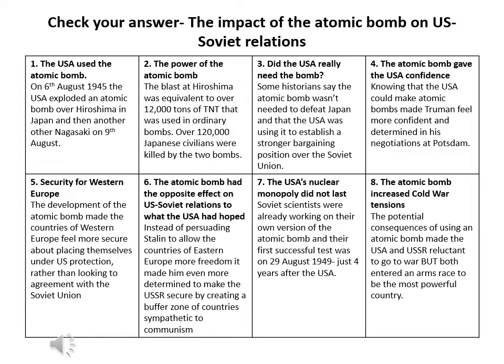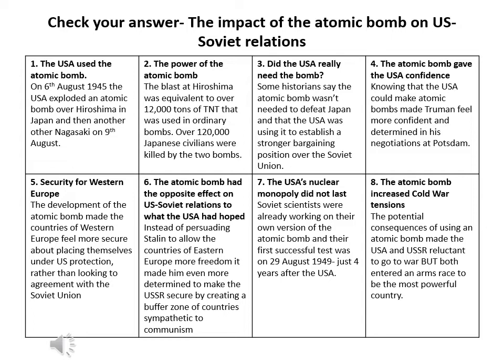So the atomic bomb has a massive impact on US-Soviet relations after the Second World War. And what I've done here is I've sequenced that information, much like you would sequence information if you were writing an analytical account of the impact of the atomic bomb on US-Soviet relations. So first of all, the USA uses the atomic bomb. First of all, on the 6th of August 1945 over Hiroshima, and then on the 9th of August explodes a second bomb over Nagasaki in Japan.